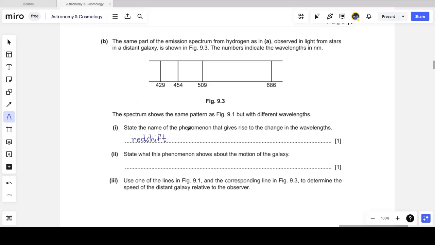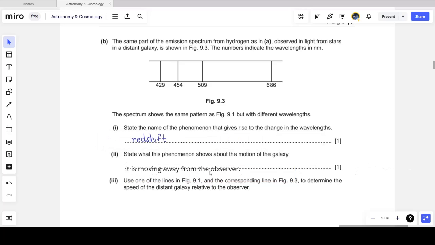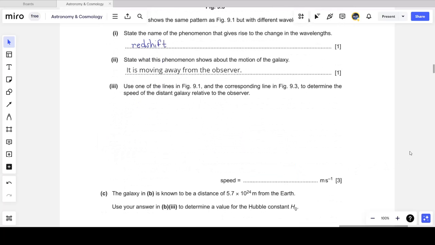So that's because the star is moving away from us, its light has been stretched out and hence has a higher wavelength and is redshifted. What does this phenomenon show about the motion of the galaxy? It shows that the galaxy is moving away from the observer. So it is moving away from the observer, or from us, or from Earth, or from our galaxy, if you would. And anywhere you look in the universe, you'd find the same thing.